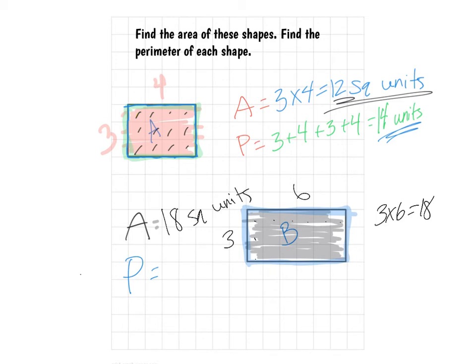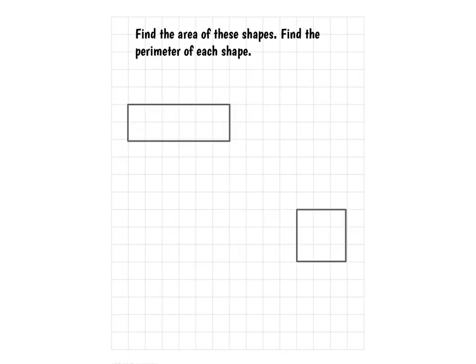My perimeter would be 3 plus 6 plus 3 plus 6. 3 plus 3 equals 6. And then I have 3 sixes, so I can multiply. I know that 3 times 6 is equal to 18. So my perimeter is 18 units. So on this shape, they have the same area and perimeter, but we're going to find that most shapes will not have the same area and perimeter. Okay, all right, boys and girls, let's go ahead and do another one together.